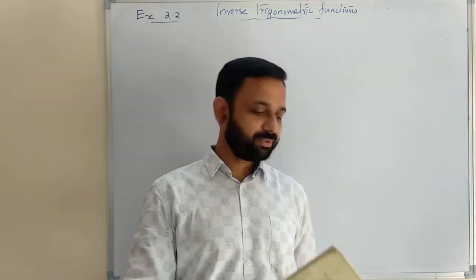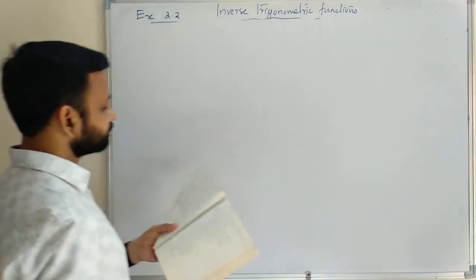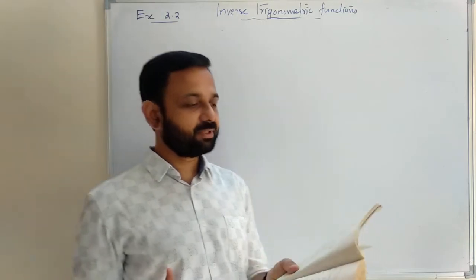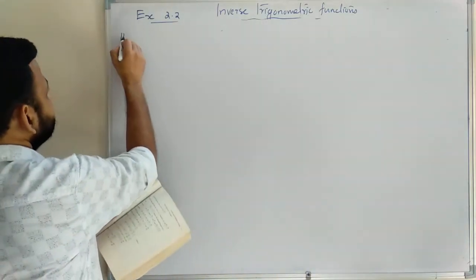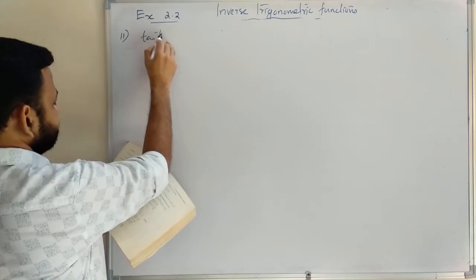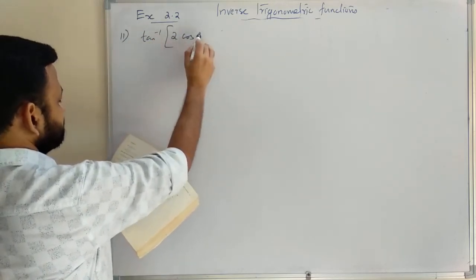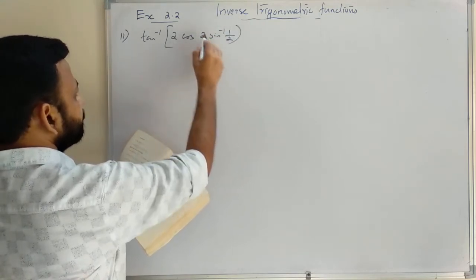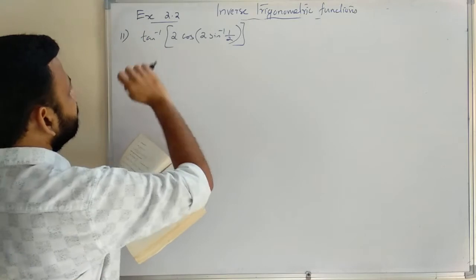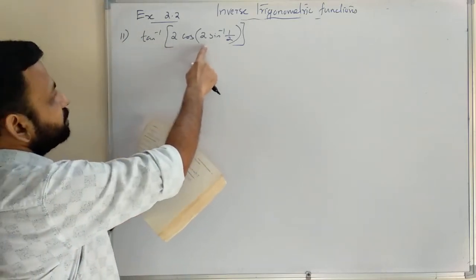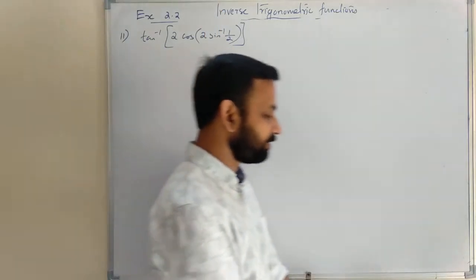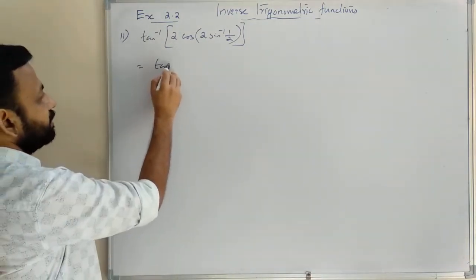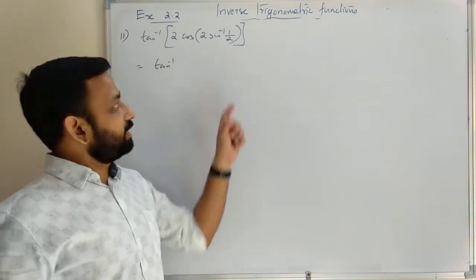So first we are going to do question number 11. Find the values of each of the following functions. We need to find the value of tan inverse of 2 cos of 2 sin inverse 1 by 2, in brackets. So that is our question. We need to find the value of this function. That is tan inverse, then sin inverse 1 by 2.